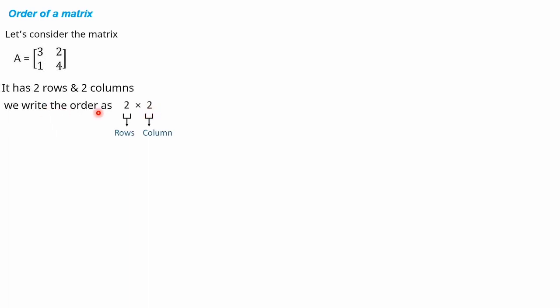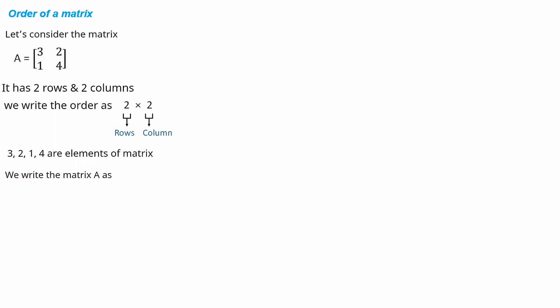So the order of the matrix, if you want to write, we just count the number of rows first. There are 2 rows, so we write 2. Then we put a multiplication symbol, that is into. Then the number of columns. This is first column, second column, so 2 columns. And we read as 2 by 2. Remember, we have to read this one as 2 by 2, the order of the given matrix A. So 3, 2, 1 and 4 are called the elements of the matrix.